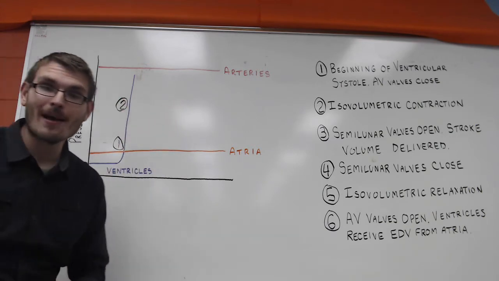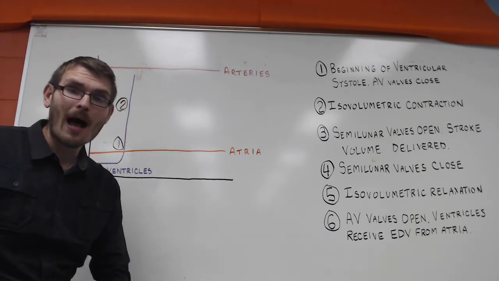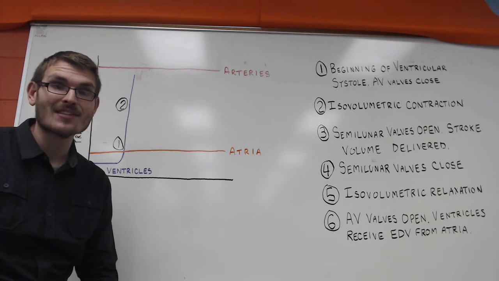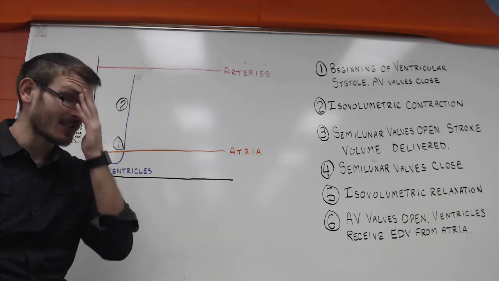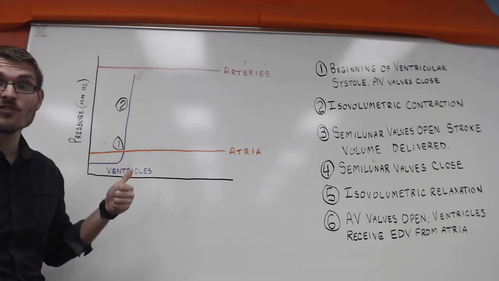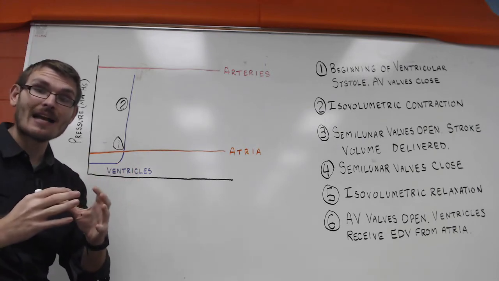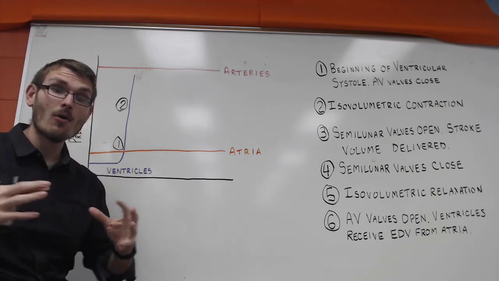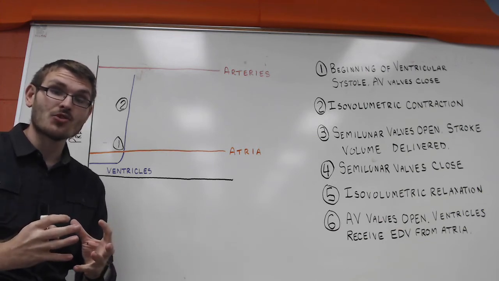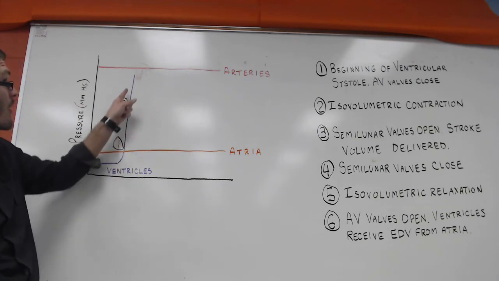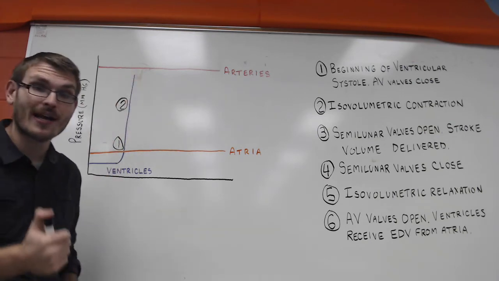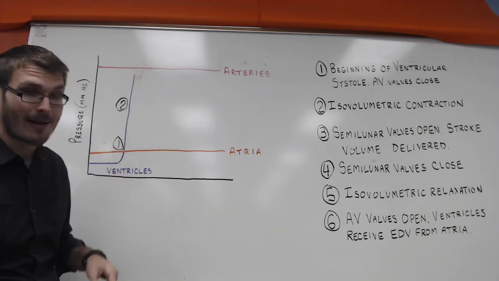So isovolumetric contraction is only possible if both the AV and the semilunar valves are both shut and the ventricles are in the middle of systole. So because both valves are shut, the blood inside of the ventricle has nowhere to go, and that contraction of the ventricular myocardium is going to cause the pressure to skyrocket. So this big increase in pressure here happens during isovolumetric contraction.